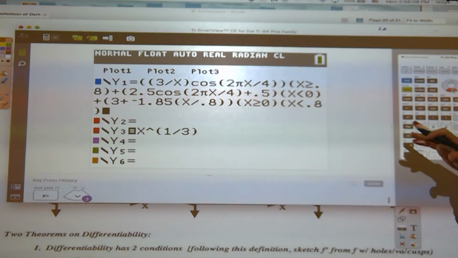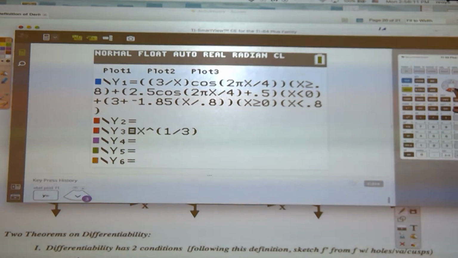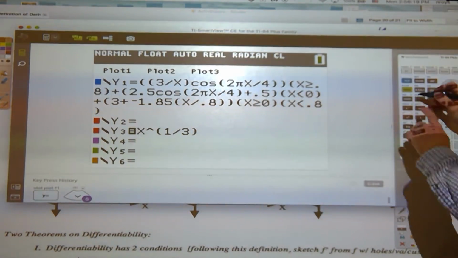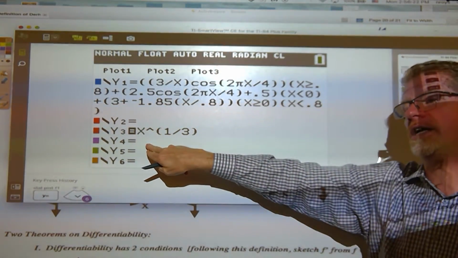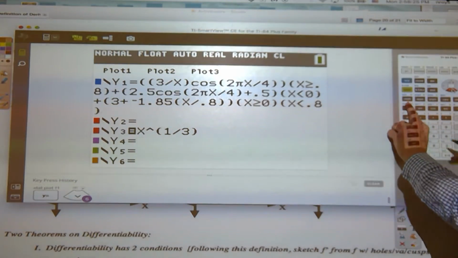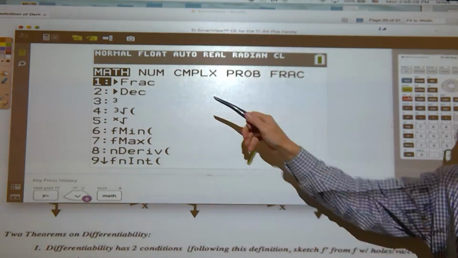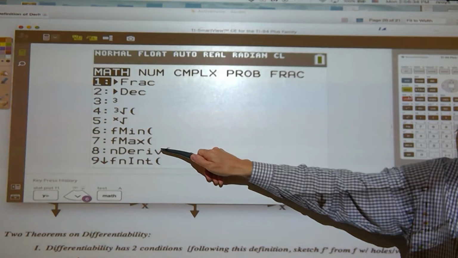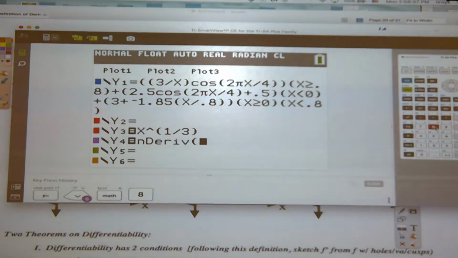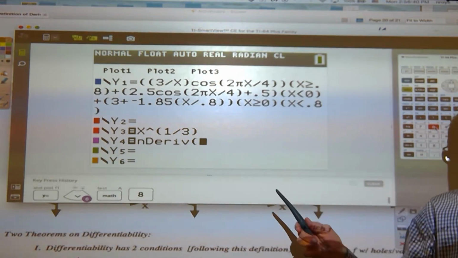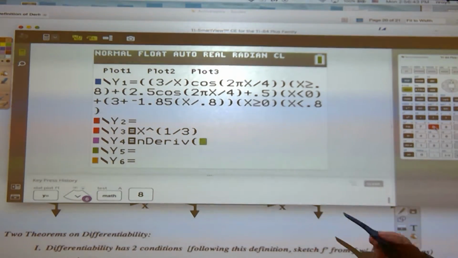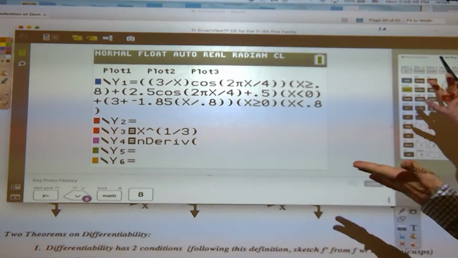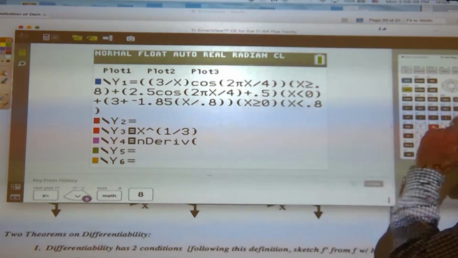So we put our function in y3. It's the cube root function. I'd like to prove to you that the derivative graph can be obtained on the calculator. Check this out. With your cursor to the right of the equal sign in y4, press the math button. Notice that item 8 on the math menu is nderiv, which stands for numeric derivative. The numeric derivative command requires 3 arguments, or 3 inputs. The first of which is the function. Which function? We're going to use y3. We want to take the derivative of this one.